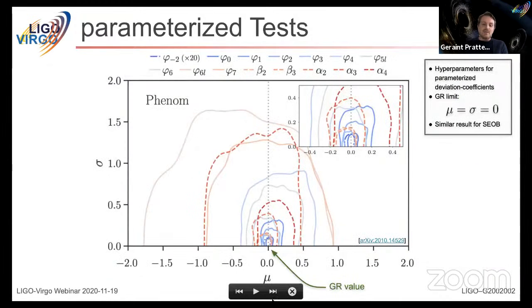where we again look at the hyperparameters, where the GR coefficient, as I said, was mu equals sigma equals 0. And we find that all the contours do contain the GR value. We see this for Phenom, for all coefficients, and we see the exact same result for SEOB, again, for all coefficients. So general relativity is extremely consistent.